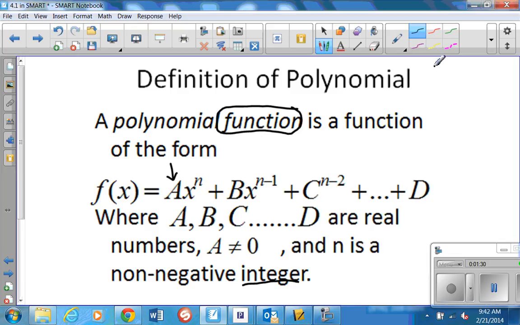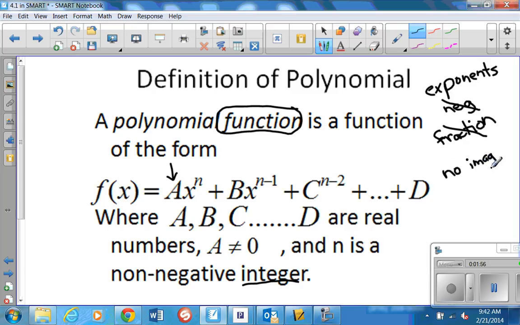So, to summarize, your exponents cannot be negative, cannot be fractional or decimals, can't be fractions, and no imaginaries in the whole thing. No imaginary, period.